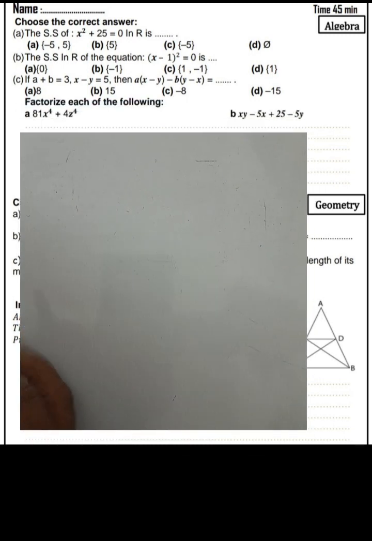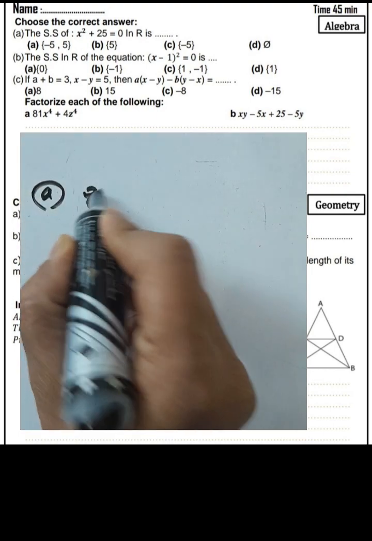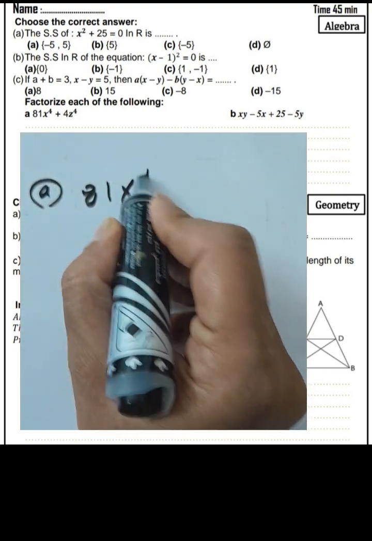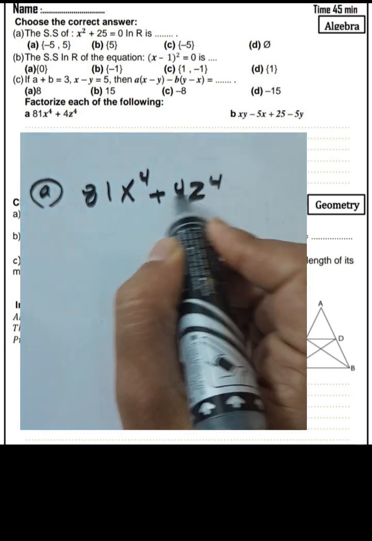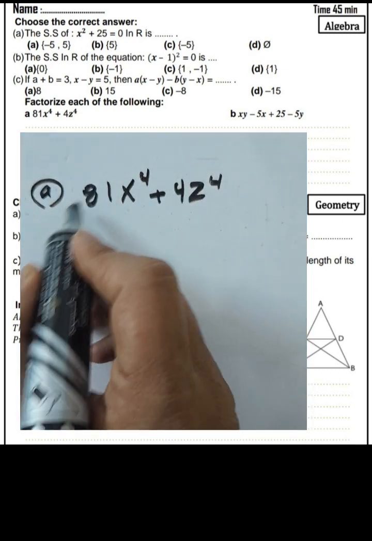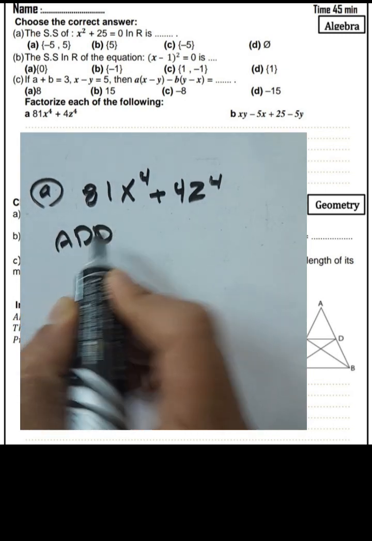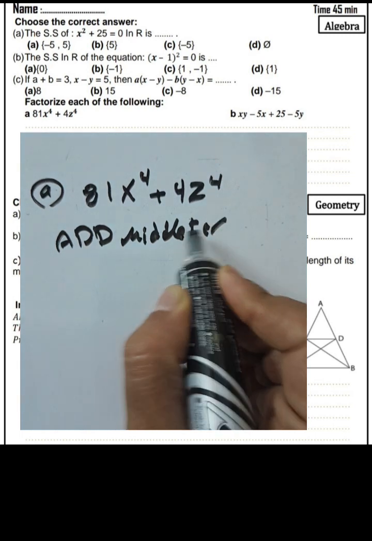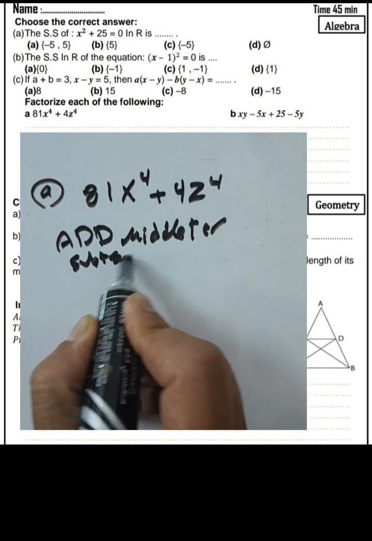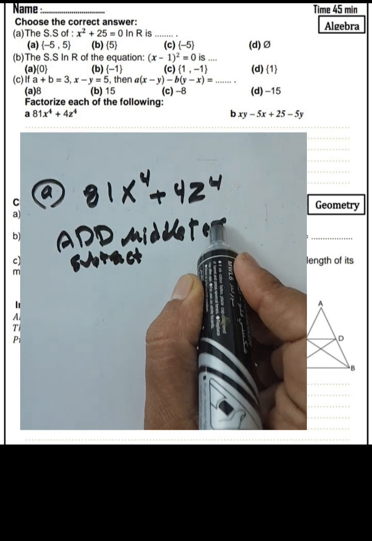Question letter A. Factorize each of the following. Letter A: 81x power 4 plus 4z power 4. We can solve the example by adding and subtracting the middle term.